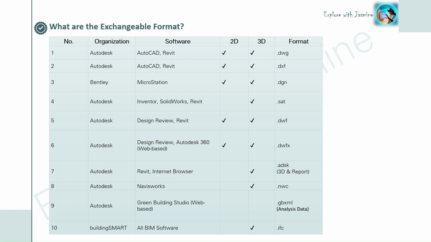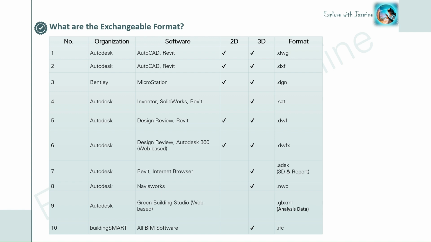.DGN. DGN is a Bentley native file format used in MicroStation. It can also support 2D and 3D workflow, and is commonly used in infrastructure and civil engineering projects. SAT. SAT is mainly a 3D geometry exchange format. It is commonly used for transferring solid models between software such as Inventor, SolidWorks, and Revit.